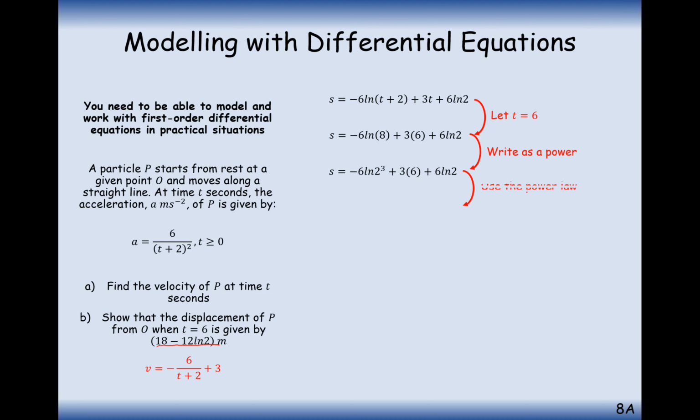So apply a rule of log to get the minus 18 ln 2 at the start, but then group it together with this 6 ln 2 at the back. So that's going to be minus 18 ln 2 and 6 ln 2, and that's going to give you minus 12 ln 2. So it's going to be 18 minus 12 ln 2 equals s, and that's going to be in meters. So there we are, that's the answer for part B, and that's the first question fully complete then.